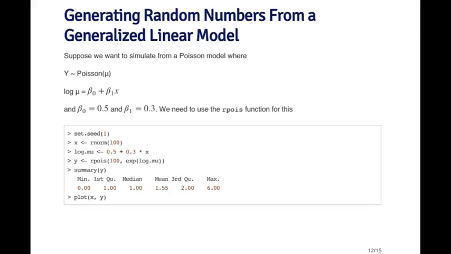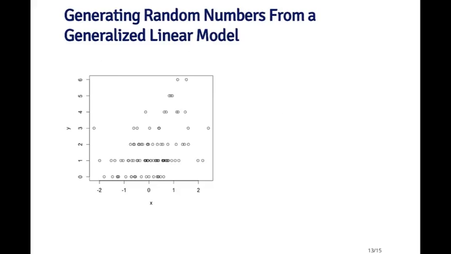When I plot this data, you'll see that they look like Poisson data, and that there's clearly a linear relationship between x and y. As x increases, the count for y generally gets larger, but the data are still count variables here.